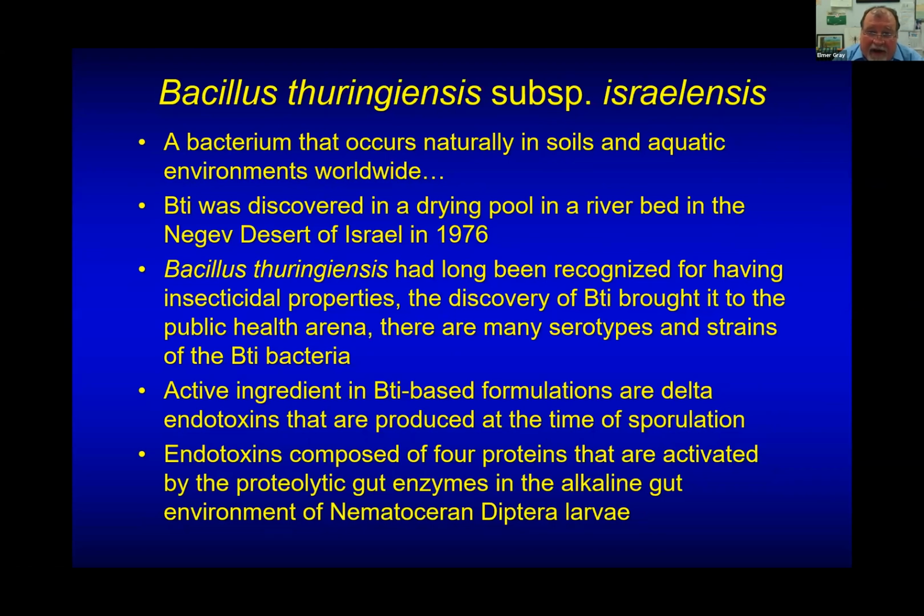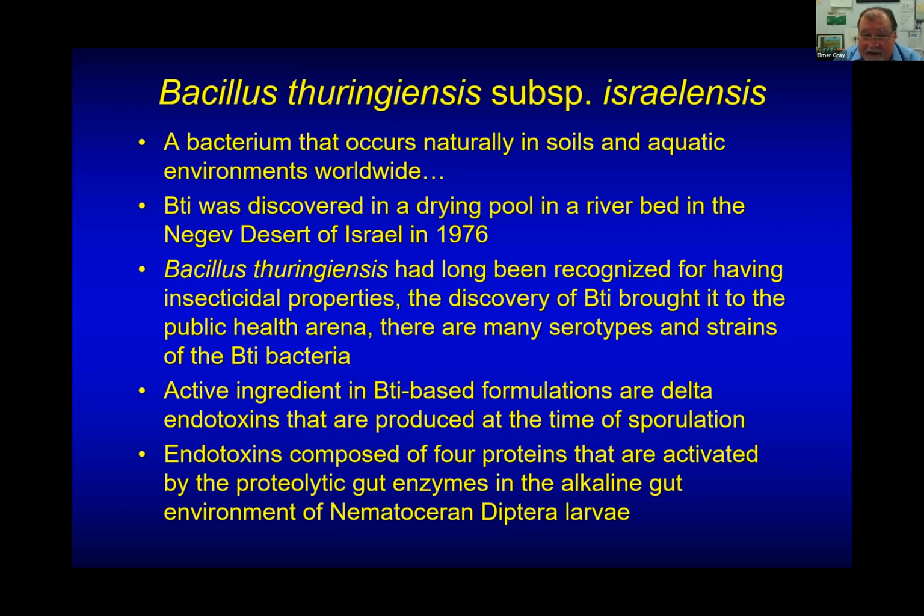There are many serotypes and strains of the BTI bacteria, and the different producers use different strains for their actual final products. So that's something you'll see sometimes on the label. The active ingredient of BTI-based formulations are delta endotoxins that are produced at the time of sporulation. The endotoxins are composed of 4 proteins that are activated by the proteolytic gut enzymes in the alkaline gut environment of the Nematocera and Diptera larvae.